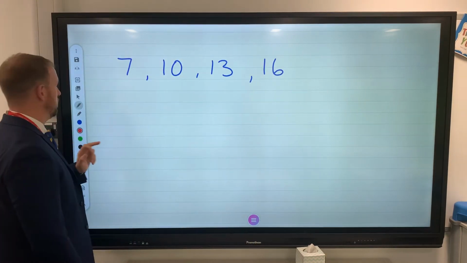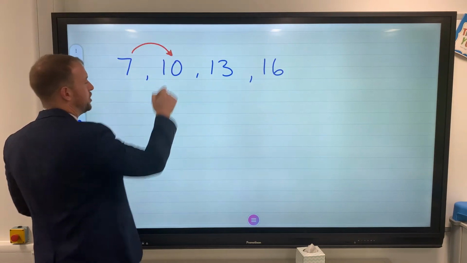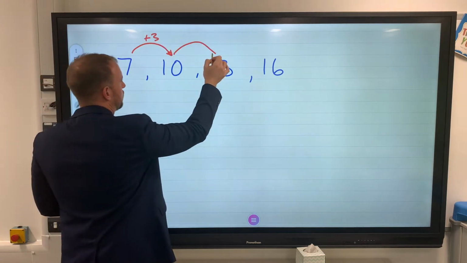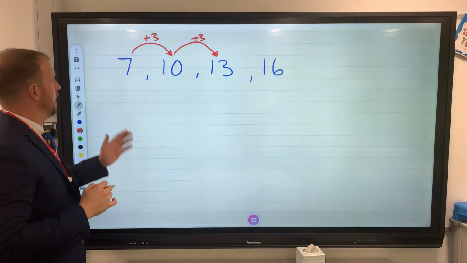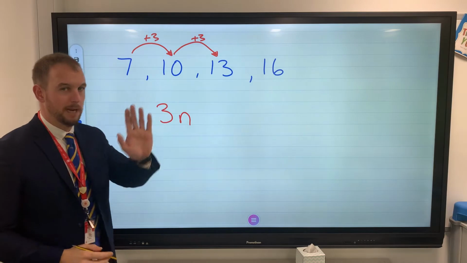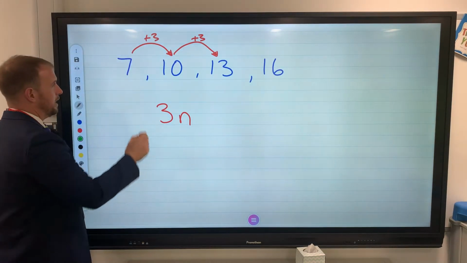Now, the first thing we do, whenever we see a sequence, we've kind of been drilled into us, we need to find the term-to-term rule. And here we are adding on 3, and we're adding on 3 here. So this means we're going to use 3n. I'll explain a bit more what the n means in a minute, just bear with me. So that's the first step.